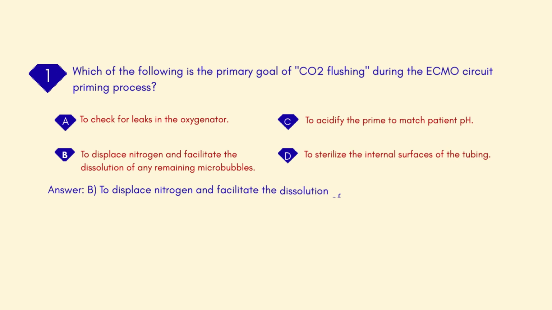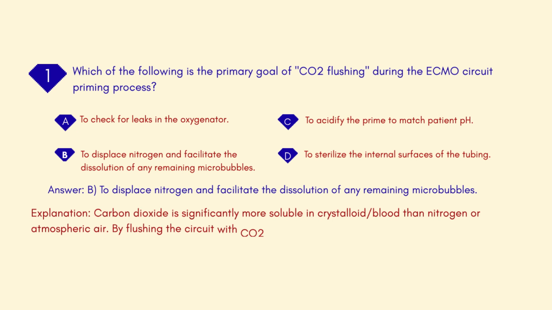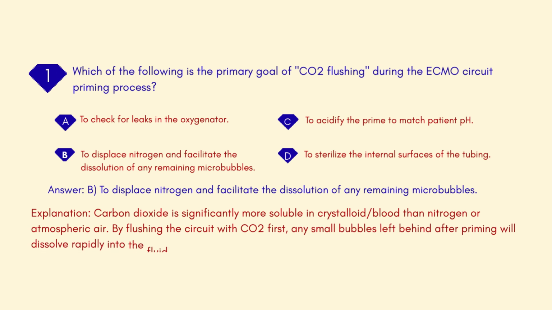Answer: B. To displace nitrogen and facilitate the dissolution of any remaining microbubbles. Explanation: Carbon dioxide is significantly more soluble in crystalloid/blood than nitrogen or atmospheric air. By flushing the circuit with CO2 first, any small bubbles left behind after priming will dissolve rapidly into the fluid, reducing the risk of air embolism.